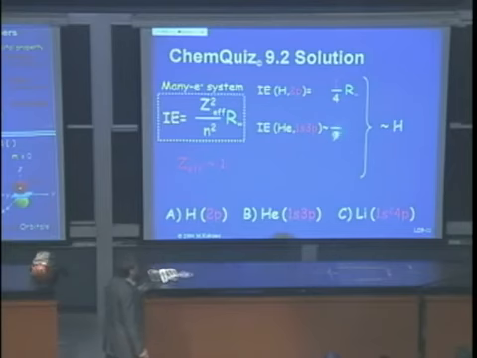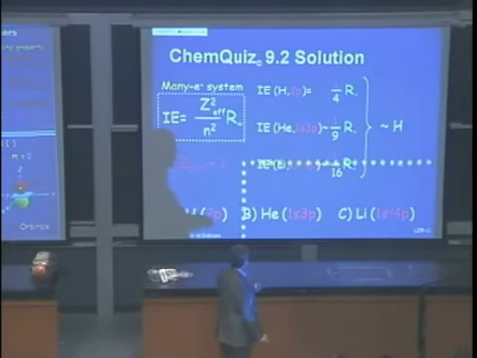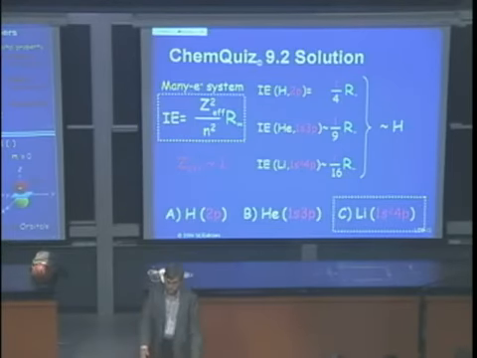The 3p would be 1/9, okay? Because the charge is 1, and this would be the 4s 1/16, okay? So this one would be probably the easiest one to remove, okay? And with this was the answer.